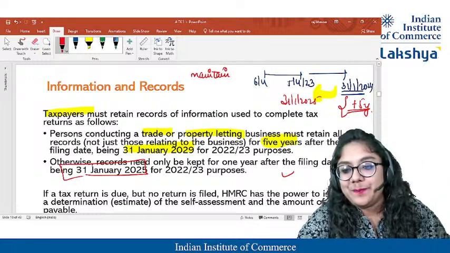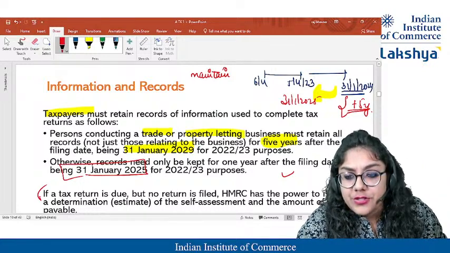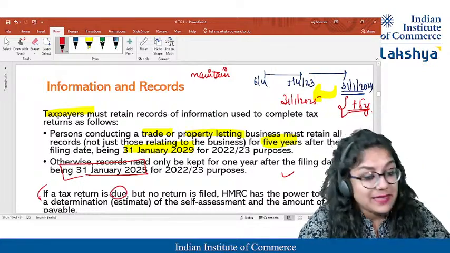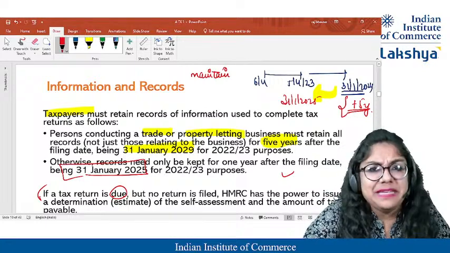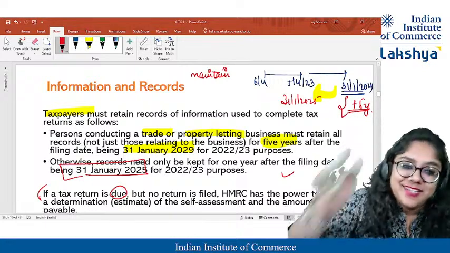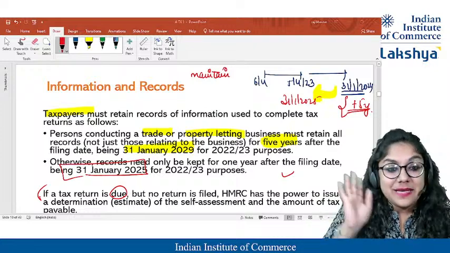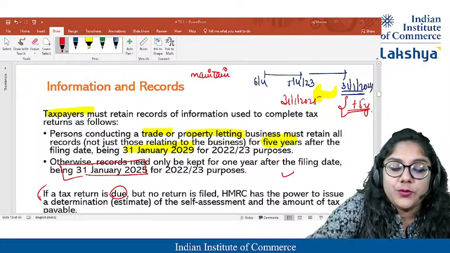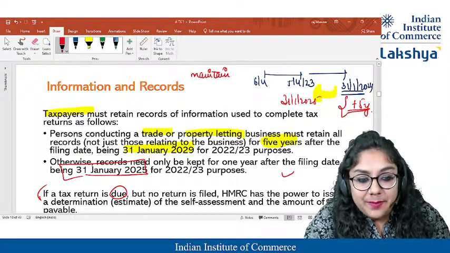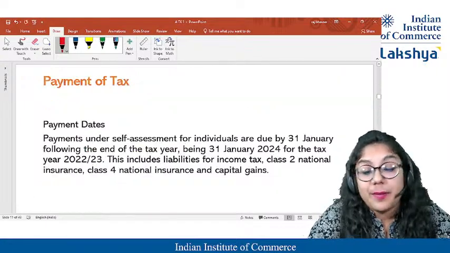If a tax return is due, meaning you were supposed to pay the tax, but you did not file any return, and you were liable to pay but you didn't pay, HMRC is not sitting for free. They will order you to pay. So HMRC has the power to issue an estimate, saying, pay this much.